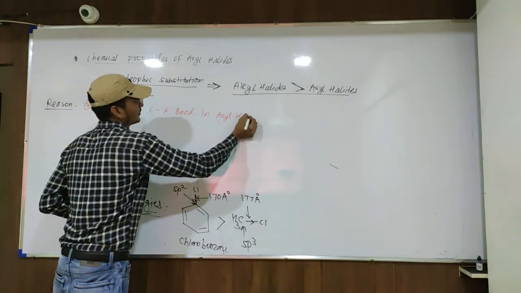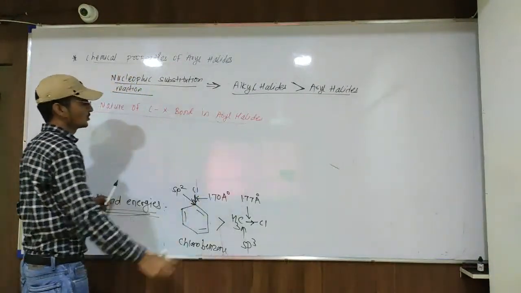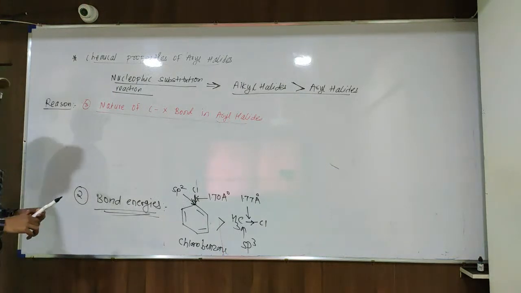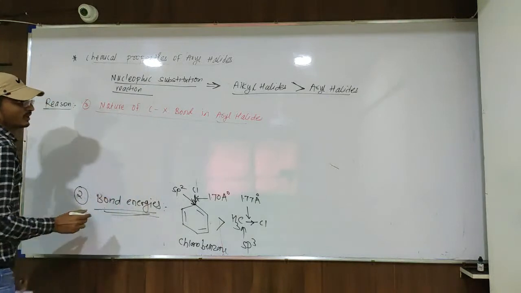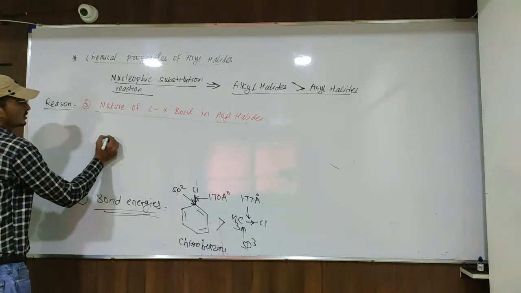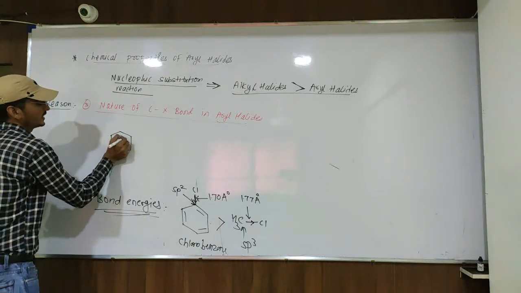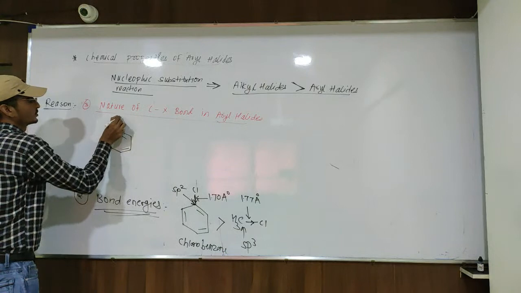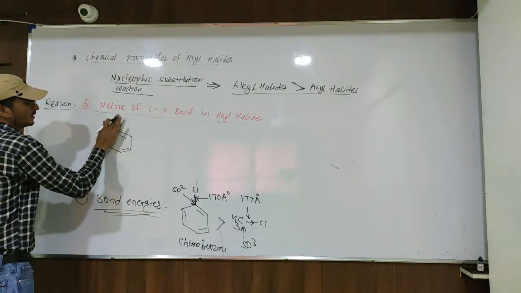Nature of the C-Cl bond in aryl halides. In the nature you can say which bond is polar and which bond is less polar. That is nothing but the polarity of the C-X bond in the case of aryl halides. Let us see again. I have already told you that the nature of the C-X bond depends on polarity. So here is the C-Cl bond.